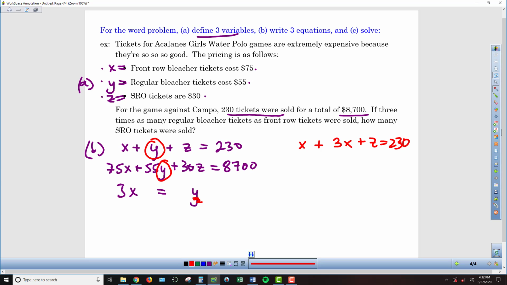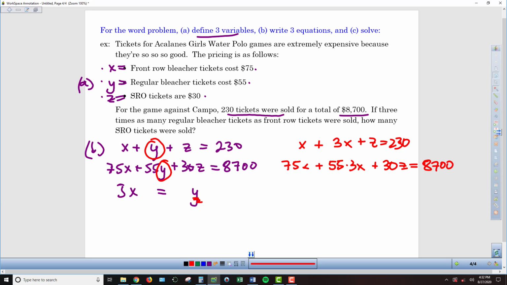As you can see, even though we have x plus 3x, I only have two variables. I have x and I have z. And then if I do the same thing on the next one, I'm going to have 75x plus 55 times, instead of y, I'm going to put 3x, plus 30z equals 8,700.